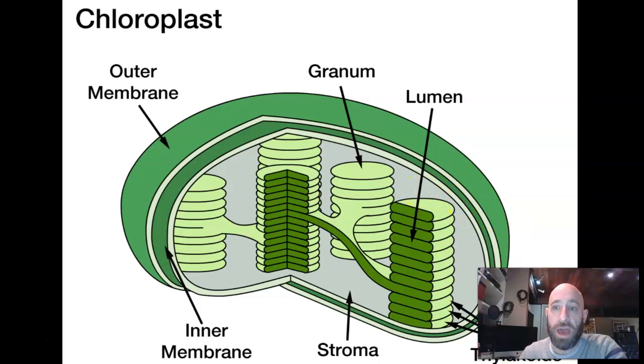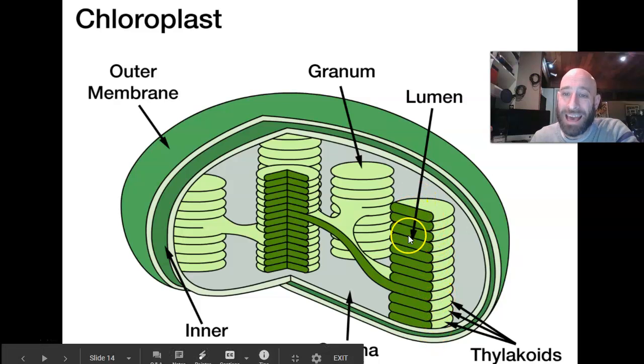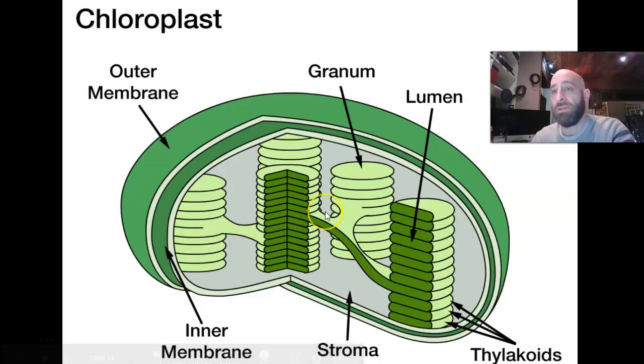So this is just another diagram that shows you the same thing. You can see here we have our membrane, right? So it's got this outer membrane and an inner membrane. And then inside we have our individual discs, which are membrane-bound discs which have chlorophyll in them. Those are called thylakoids. A stack of them are called grana, and then we have the liquid stroma. And you can see they're actually connected to each other. And we'll talk a little bit more about that a little later on.